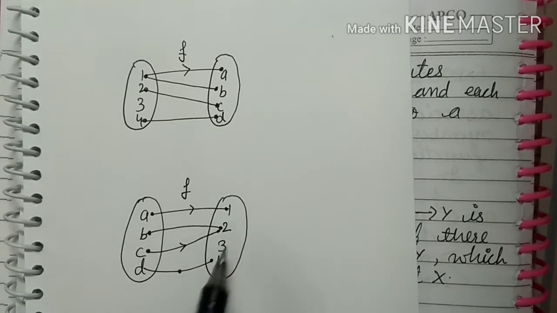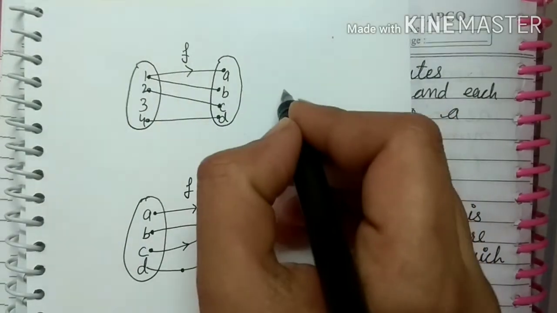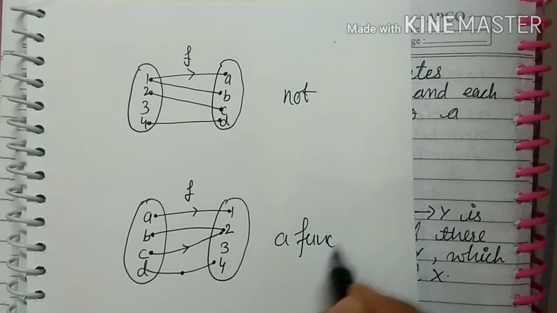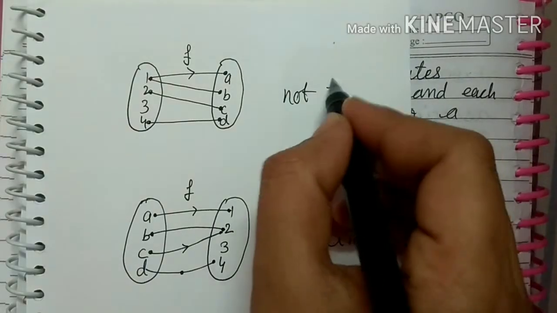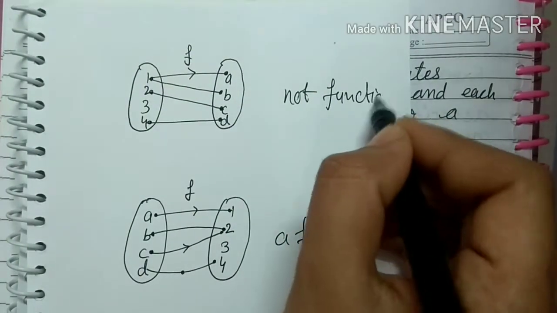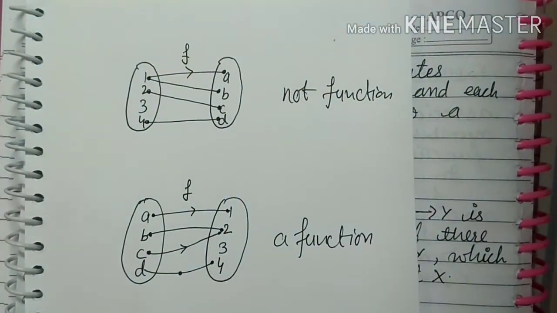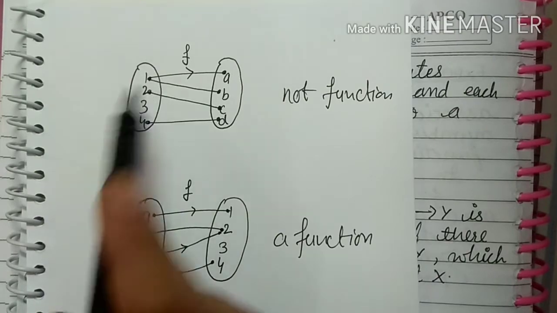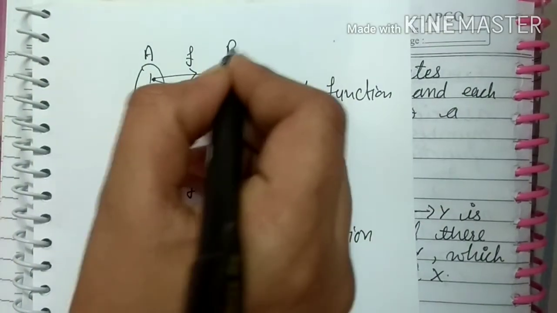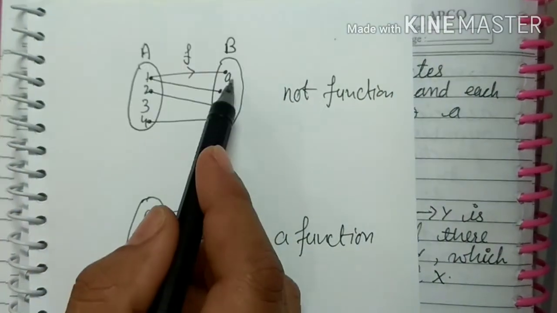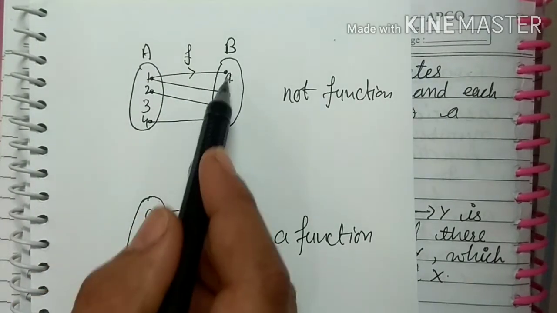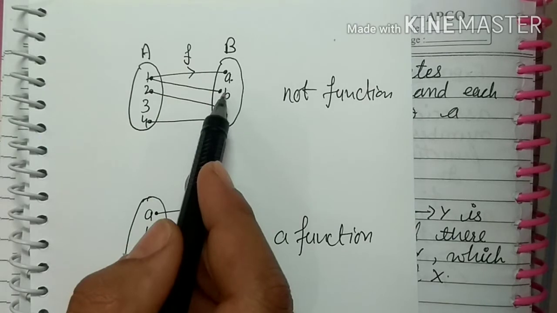Okay, we can say that this is a function, this is not a function, and this is a function. But how can we define whether it is a function or not? We have already discussed the definition. In the definition, we said that each element of this set A is associated to a unique element of set B. Here, 1 has two images, A and B.